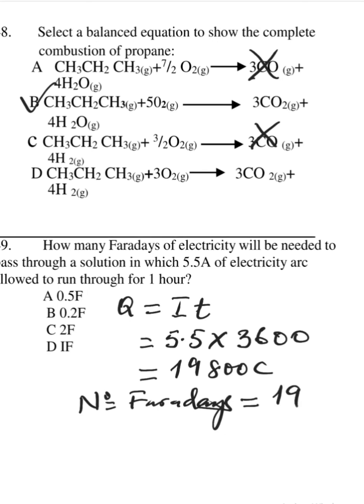The number of Faradays should then be equal to 19,800 divided by the equivalent of 1 Faraday in coulombs, which is 96,000. And that gives 0.206, or approximately 0.2 Faradays, corresponding to option B.